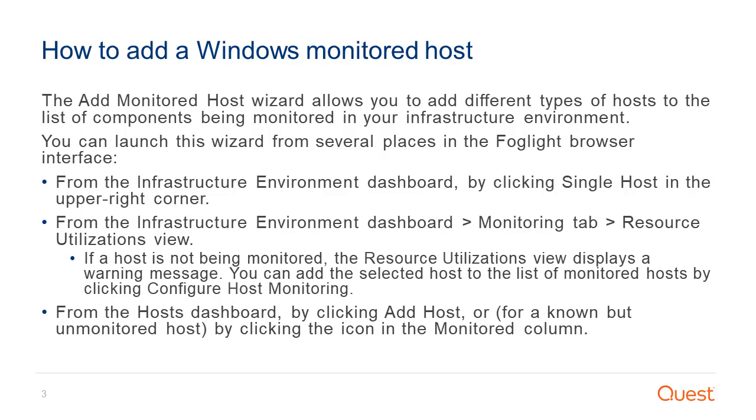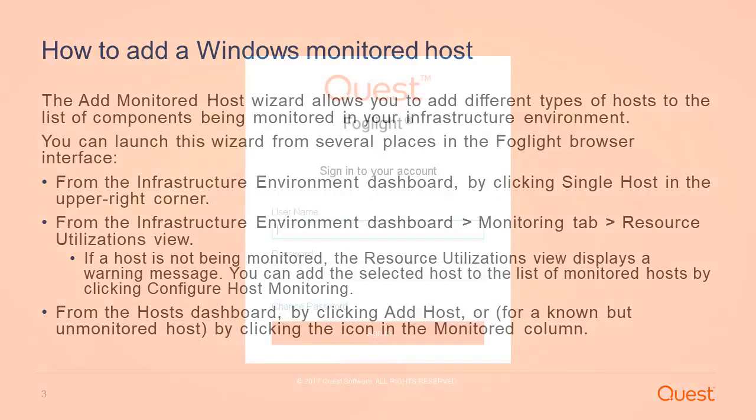If a host is not being monitored, the Resource Utilizations view displays a warning message. You can add the selected host to the list of monitored hosts by clicking Configure Host Monitoring. And also from the Host dashboard by clicking Add Host, or for a known but unmonitored host, by clicking the icon in the Monitored column.